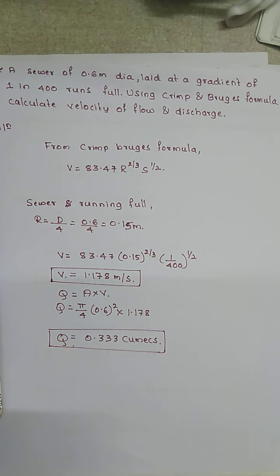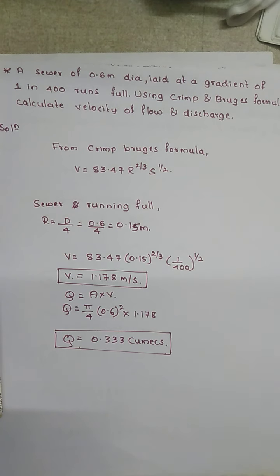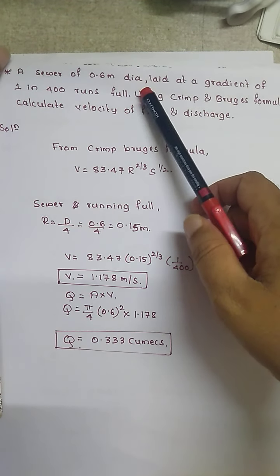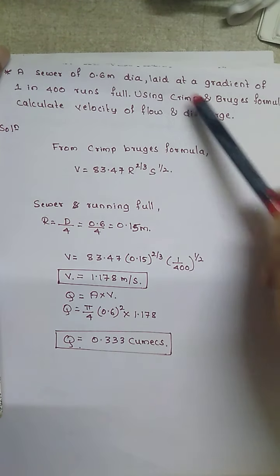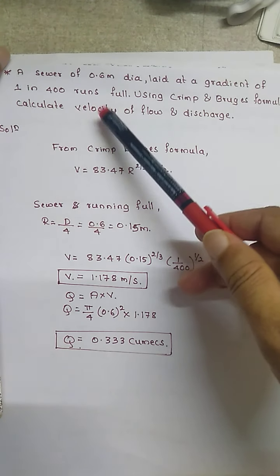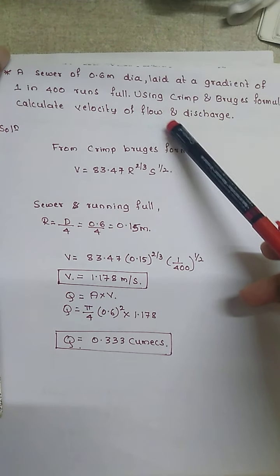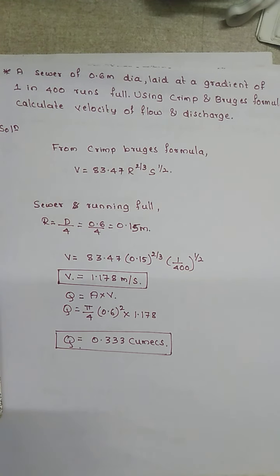Now in the second problem they have asked you to determine for a sewer of 0.6 meter diameter, laid at a gradient of 1 in 400, which is going to run in a full condition.